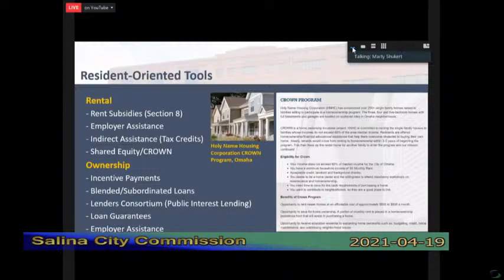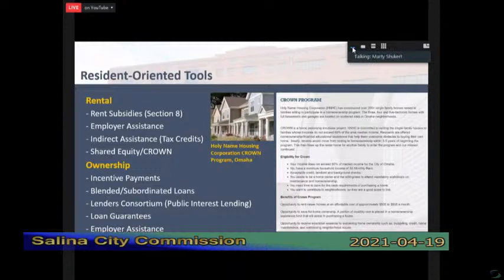And finally, again, employer assistance, employer-based incentives to employees who are buying houses in a neighborhood. So specifically, our Sioux Center example is both a production technique, but it's also a resident-based technique by lowering the cost of those houses to workers.